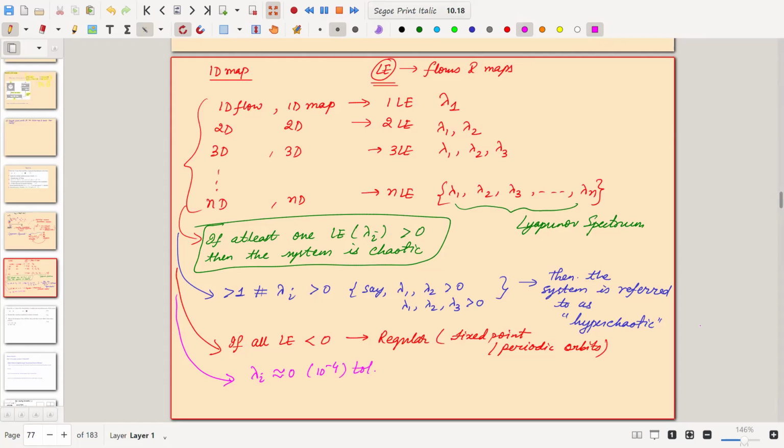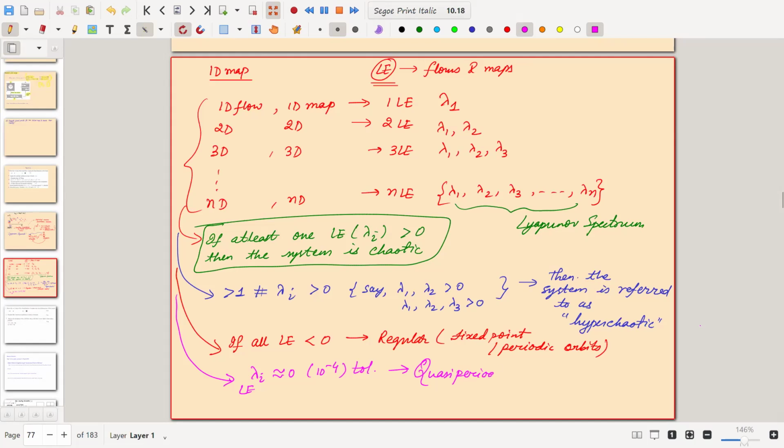If any Lyapunov exponent is very close to 0, you set a tolerance, it can be minus 10 to the power minus 5, it can be plus 10 to the power minus 5. In between that, any value we will consider equal to 0. And when that Lyapunov exponent is 0, then that behavior is something new that we will call quasi-periodic behavior.